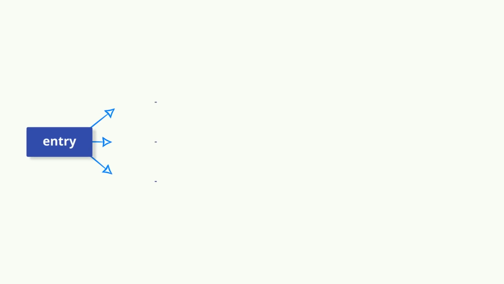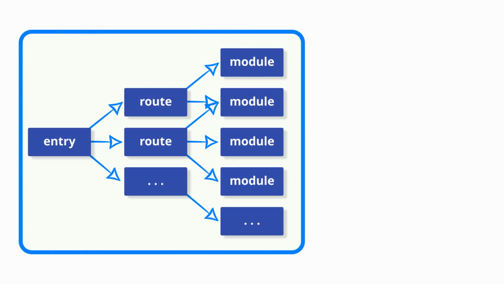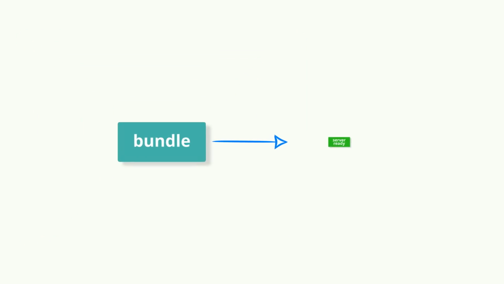Let's take a look at a traditional bundle-based development server setup. We have our entry point, our possible routes, and all of our modules. All of the possibilities are all bundled together, then our development server is ready. You can easily see where the bottleneck is here.